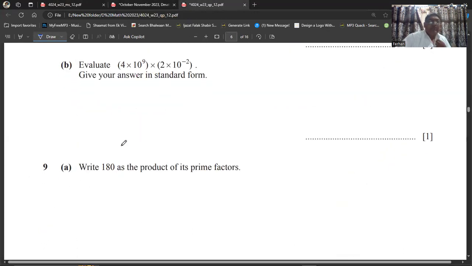Okay, question number 8b part. He says evaluate. We have 4 expo 9 multiplied 2 expo minus 2. Give your answer in the standard form. The coefficients will multiply with the coefficients. And when you multiply the 10 raised to power 9 with the 10 raised to power minus 2, because the base is the same, the powers will be added up. So 9 minus 2, that will give you 7.